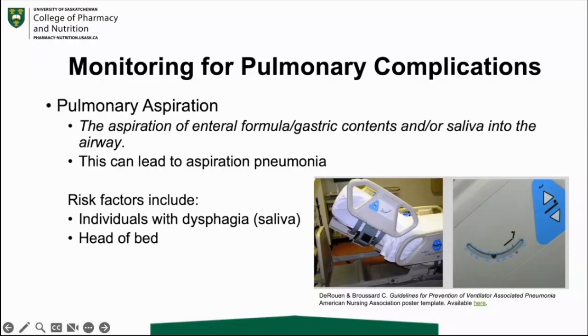The next class of complications is pulmonary. We are typically concerned with risk of aspiration and the development of aspiration pneumonia. The greatest risk factors for pulmonary aspiration are dysphagia or a low head of bed, such that the patient's bed is level. It is important to know that a patient can aspirate on saliva alone, and it is not always attributable to EN. One of the easiest ways to minimize the risk of aspiration is to ensure that the patient's head of bed is at least 30 degrees.